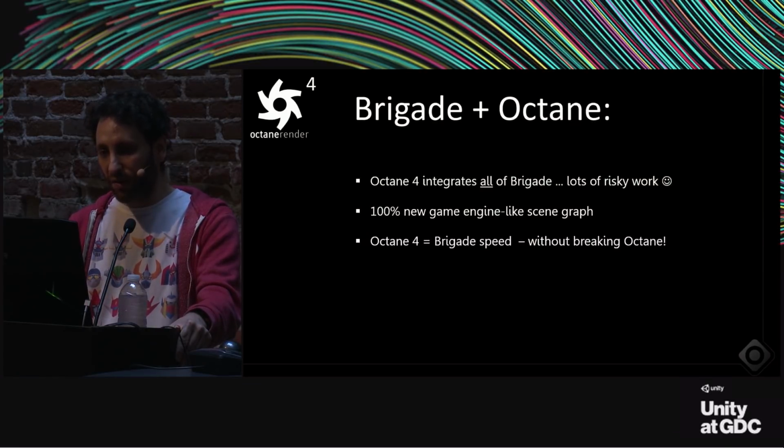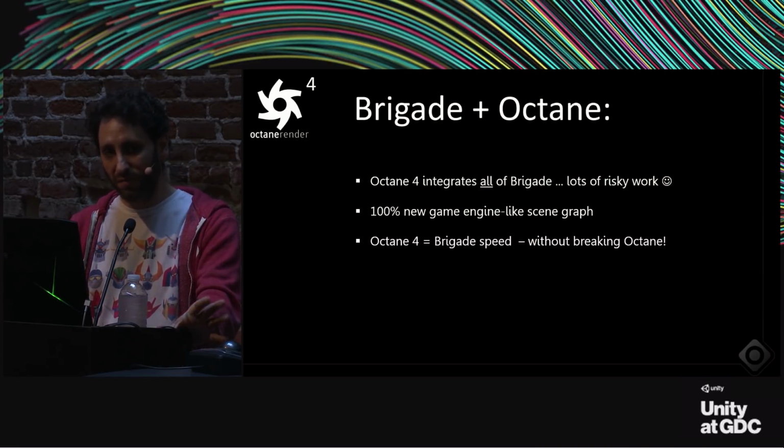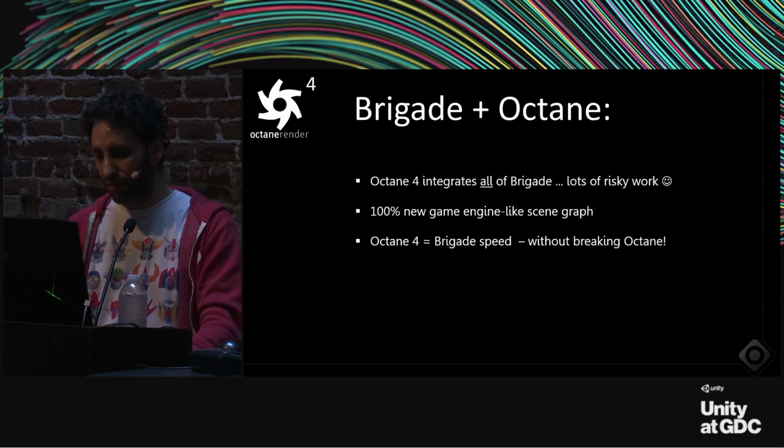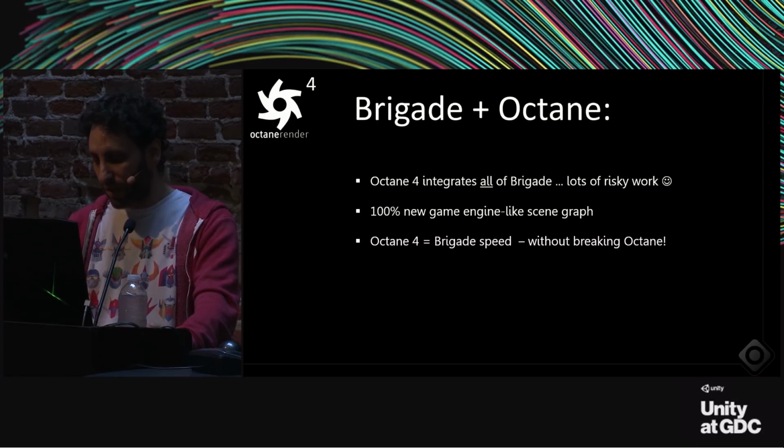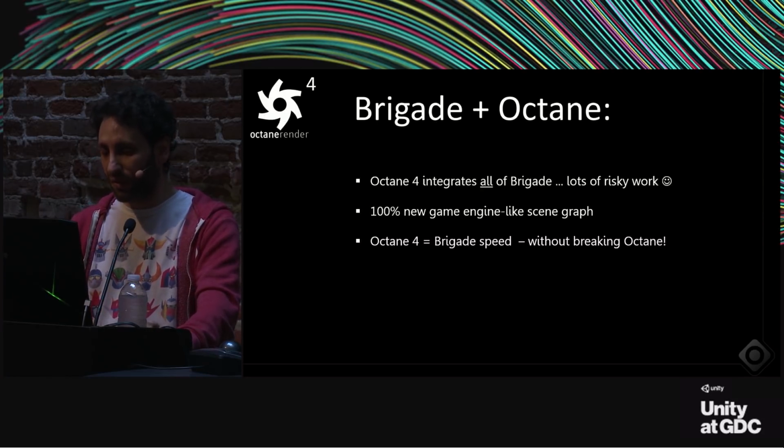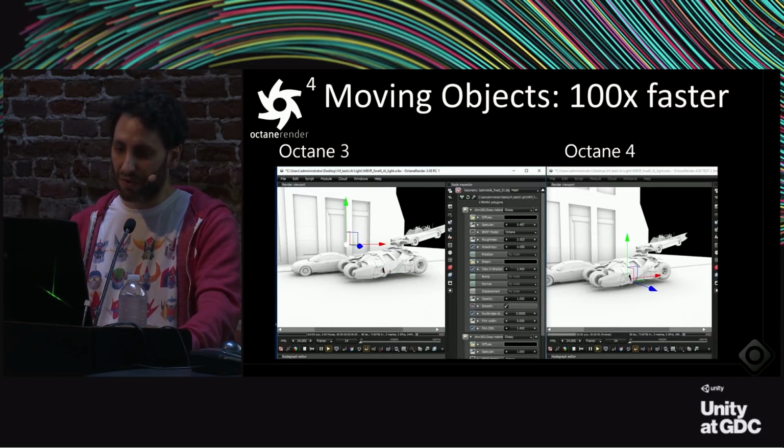So inside of Octane 4, everything that we've ever done in Brigade as a game engine is now inside of Octane, inside of cinematic renderer. And we actually didn't break anything. So all of Octane's quality, all the cinematics, those all work. But you now have game engine speed, and the difference is dramatic.